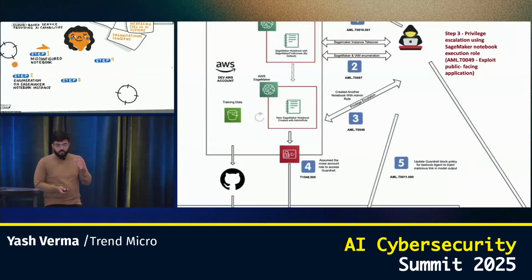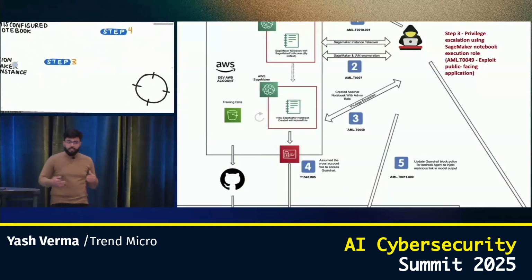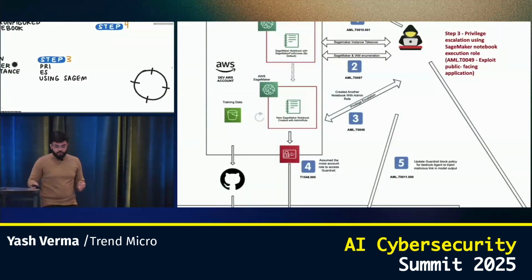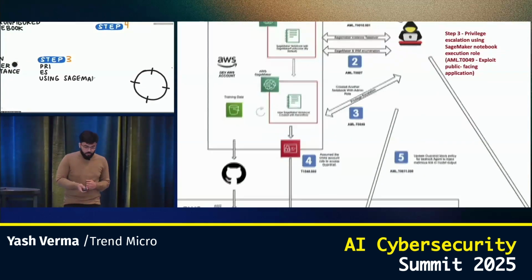So yeah, just one small mistake by the developer led to the whole compromise of the dev AWS account, because the attacker now has his own notebook with admin access to the dev AWS account. And now he can poison the training data. He can blend in with the developers. Well, I won't go down the path of poisoning training data.